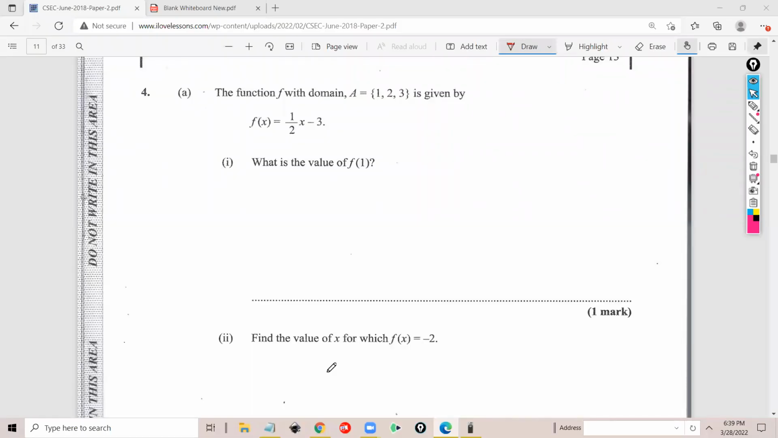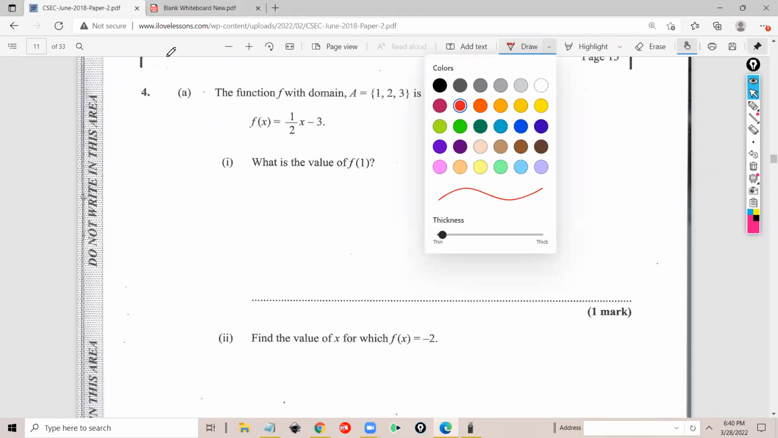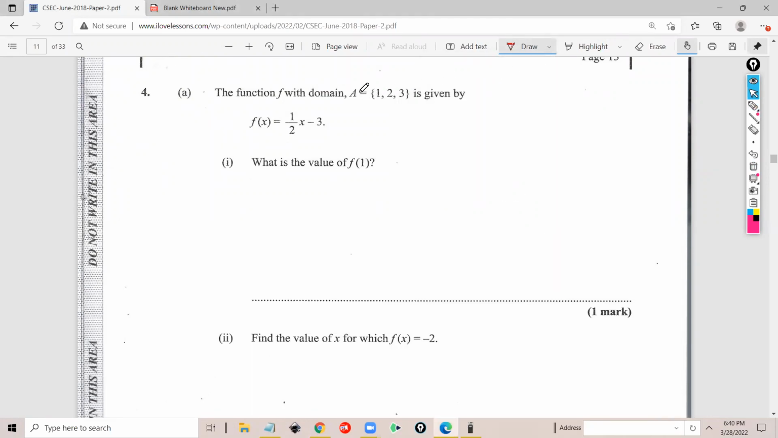Okay, so this question is slightly different from the other functions questions that usually come in the exam. Now they gave you a function. They told you, hey, f(x) is a half x minus 3. Fair enough, that's pretty standard in a functions question. What's a little bit different is that they give you something called a domain.